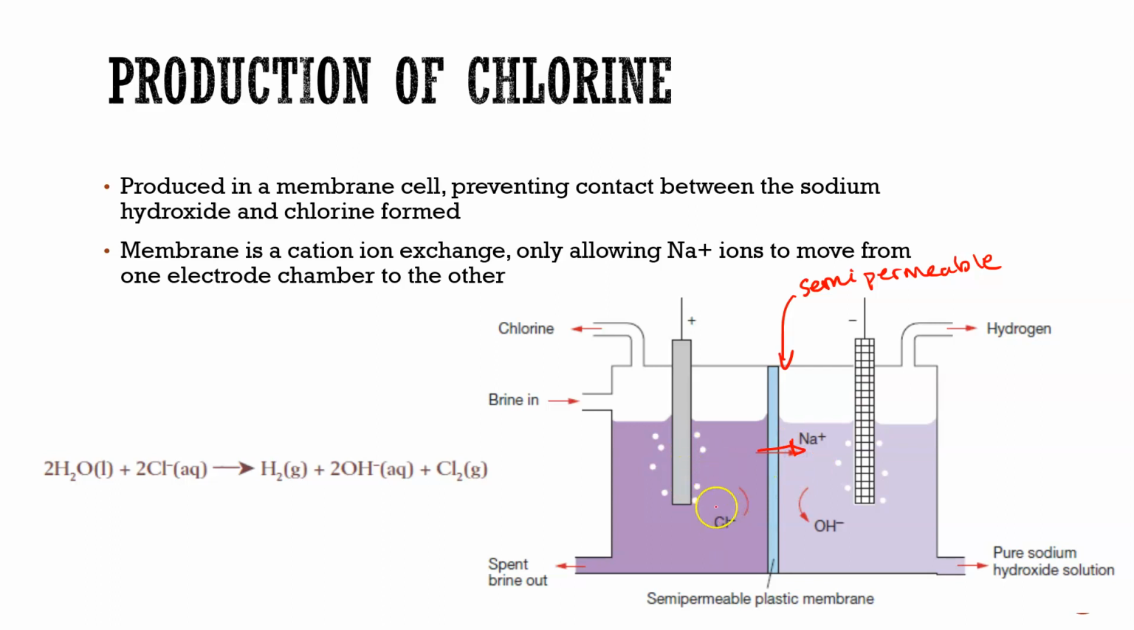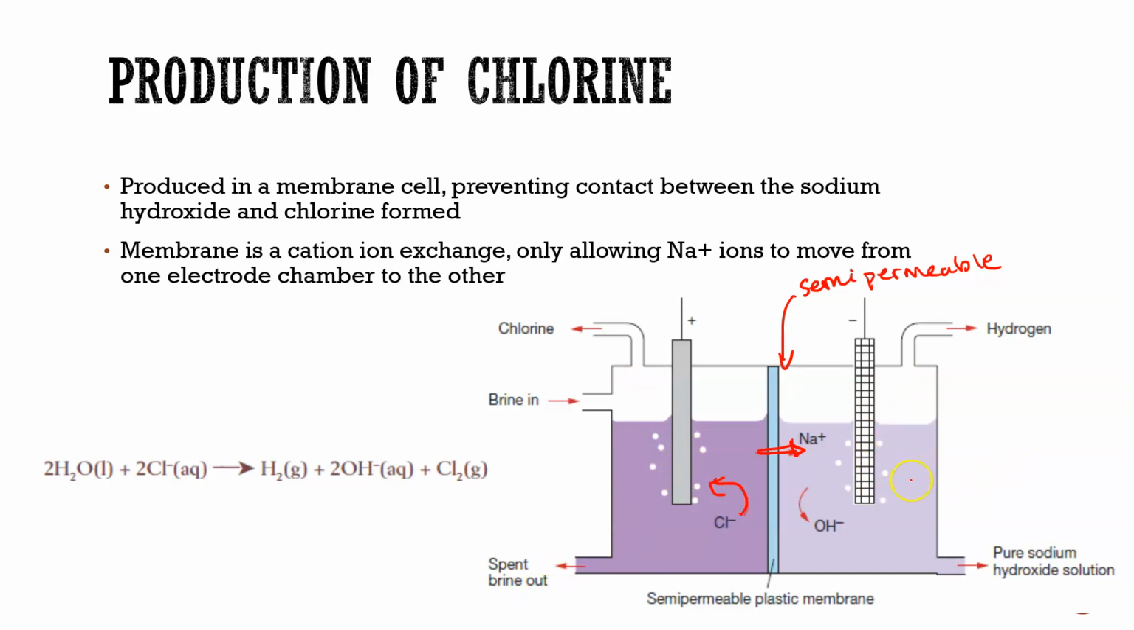Remembering that as I remove chloride ions out of this solution, the charge will change. The sodium ions are able to move across this membrane into the other cell, balancing the charge in a similar way that the salt bridge does in a galvanic cell. So over time, we can add more brine in. We get Cl2 gas, which can be tapped off. As the concentration drops, we can take the spent brine out.